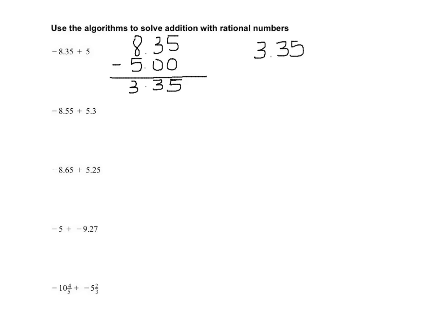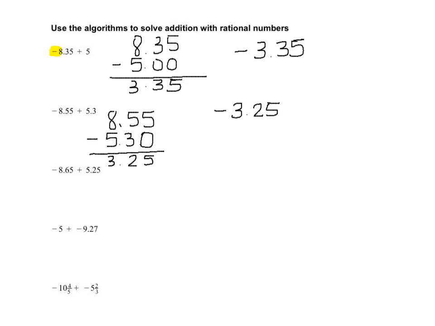Now I need to determine, is that a positive or a negative number? Well, my algorithm says that I need to use the sign of the bigger number. My bigger number happens to be 8.35. And since that carries the negative sign, my answer would be negative 3.35. All right, try the next one on your own, and then once you hit play again, you'll see my answer.